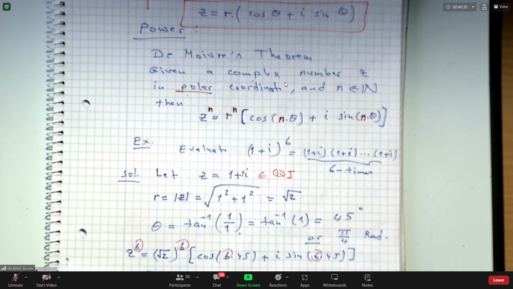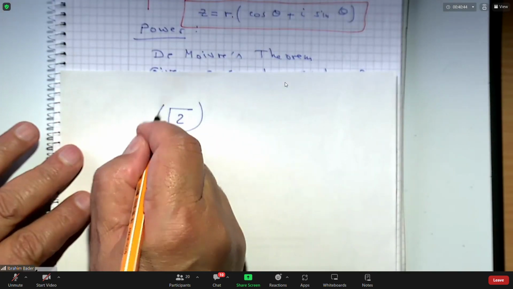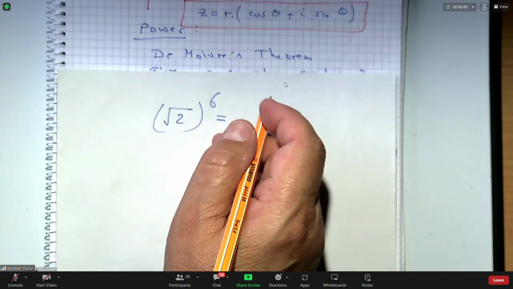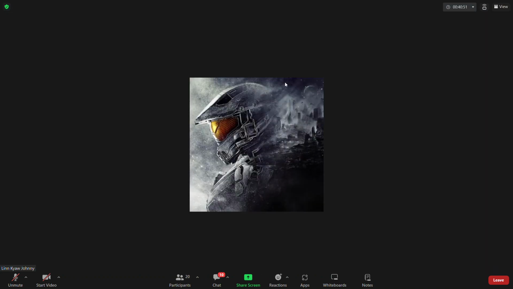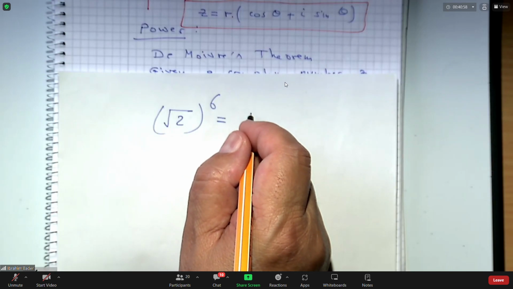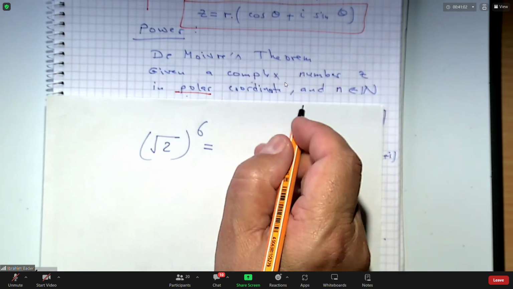Now, what is square root of 2 to the power 6? Let me explain it on a separate page maybe. I hope that you are familiar with this. So what did you say? 2 to the power 3, right? Which is 8, right? Yes, correct.